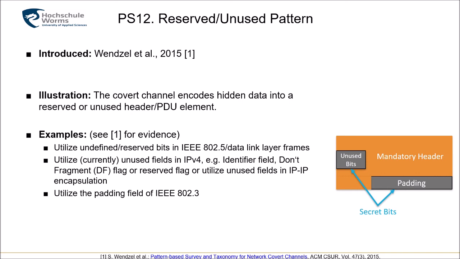Then there's reserved unused. This is also a rather basic pattern. So it works as follows. The covert channel encodes hidden data into a reserved or unused header element. Let's say this is your header and you have some unused bits like the reserved bit in IP version 4 or some padding field, and you can put your secret bits into these fields. Yeah, so several protocols have such fields and you can exploit them using this pattern.